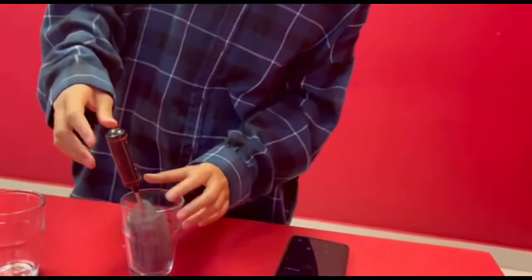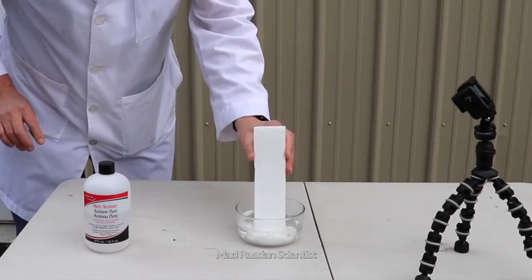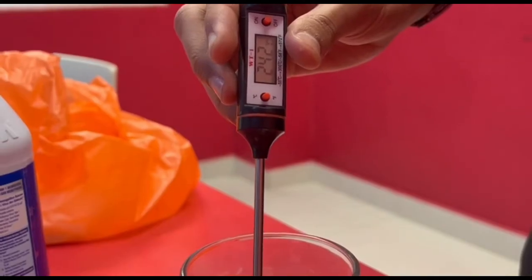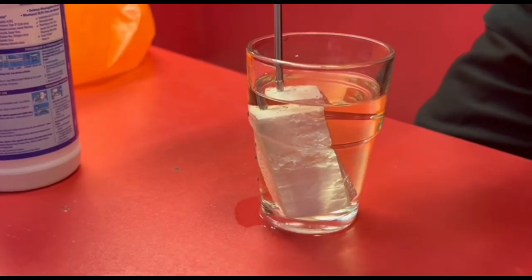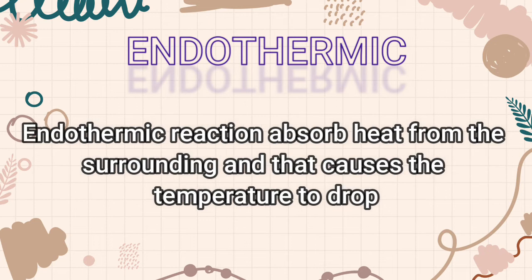The conclusion is that the result that we get aligns with the theoretical result. There are some errors in the result between bleach and styrofoam, but the results still show that the experiment is an exothermic reaction. So, to conclude, an exothermic reaction releases heat to the surrounding and causes the surrounding temperature to rise. For the endothermic reaction, it absorbs heat from the surrounding and that causes the temperature to drop.